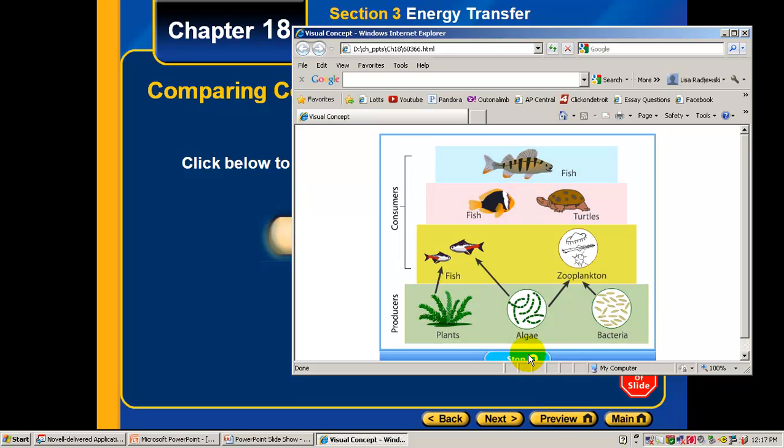Some consumers eat producers. These consumers are called herbivores. Other consumers eat both producers and other consumers. These consumers are called omnivores. Some consumers only eat other consumers. These consumers are called carnivores. As you can see from the diagram, energy flows through an ecosystem, moving from producers to consumers.